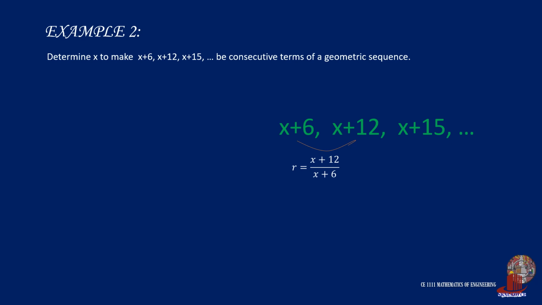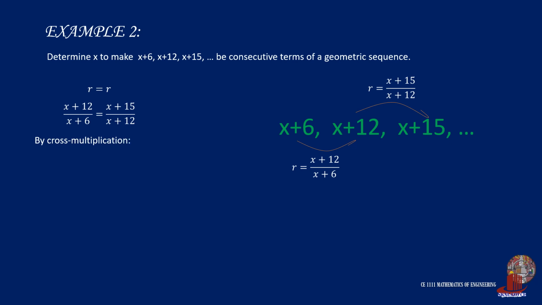With the geometric sequence provided in example 2, it is required to determine x. The way for us to correlate the terms in the sequence is when we compute for the common ratio. Thus, r for the first and second terms is x plus 12 all over x plus 6. And the r for the second and third terms is taken as a ratio of x plus 15 and x plus 12. So by equating the common ratios, we have x plus 12 all over x plus 6 is equal to the ratio of x plus 15 and x plus 12.